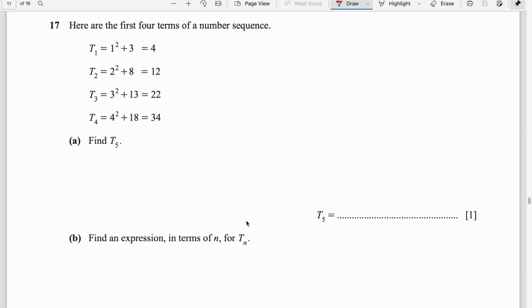Question number 17. Here are the first 4 terms of the sequence. Just observe them. Find term number 5. So this is 1, 2, 3, 4, 5. You see the sequence 1, 2, 3, 4, so it should be 5 squared. Then you see this is 3, 8, 13, 18. I can see an increase of 5. So when you increase it by 5, this is 23. Solve this. 25 plus 23 is 48. So that's 48. Do write your answers in the answer space.